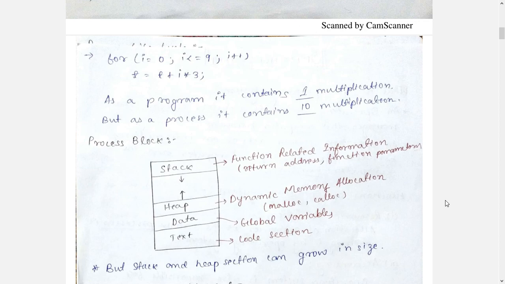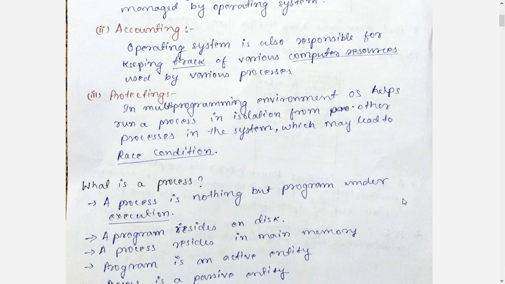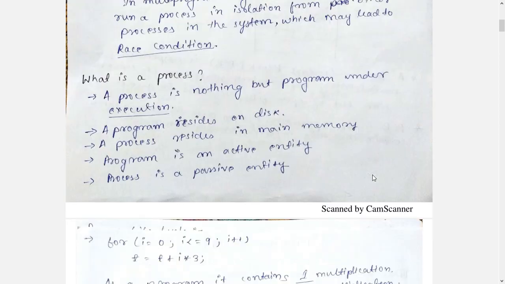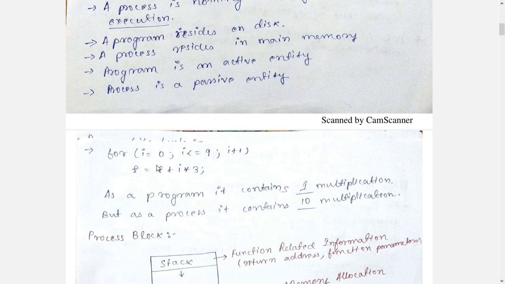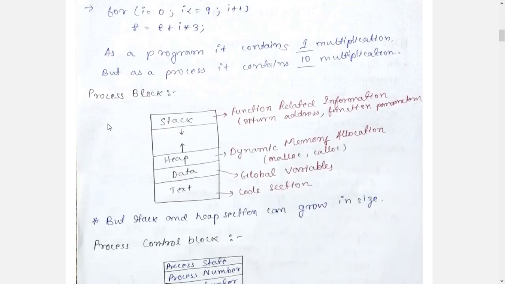In our last lecture, we looked into the very definition of operating system, the functions of an operating system, and the very basic unit of execution in a computer system, the process. What is it and what is the difference between a program and a process? And with this example, we understood that as a program it contains only one multiplication, but as a process it contains 10 multiplications. So now we just start with our other topics.